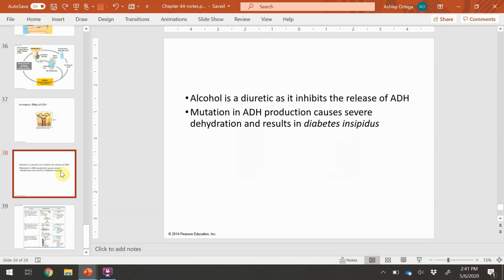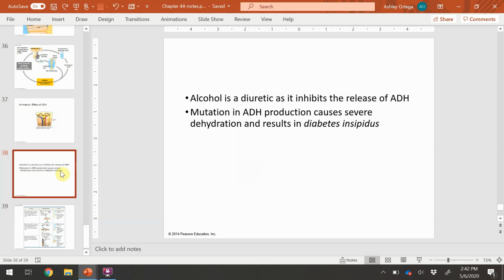And so with more consumption of alcohol, the more dehydration will happen, along with other factors like the salty snacks provided on occasion by bars, such as peanuts or pretzels, which will also generate thirst. Drinking more alcohol will lead to more dehydration, and so that is a very detrimental cycle to the body. Another thing here is there's a mutation in ADH production that causes severe dehydration and results in diabetes insipidus.